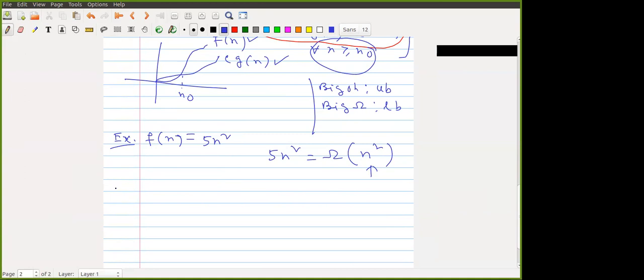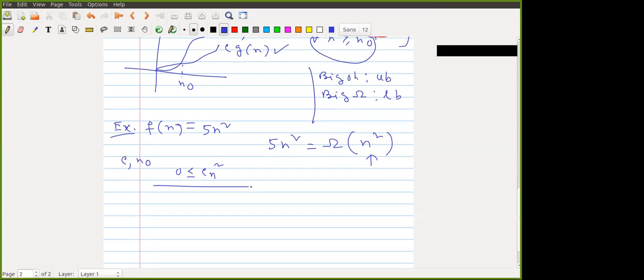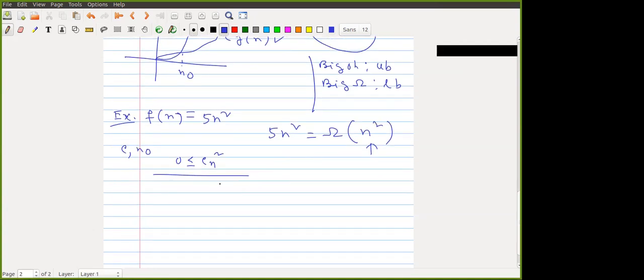So for this case, we just need c and n naught such that this thing holds: c times n square is less than or equal to 5n square. So you can do that, yeah, 1 by 5. So this is okay, right?